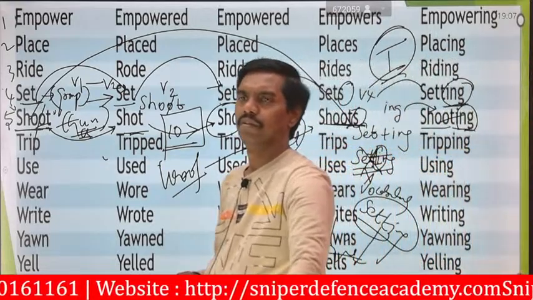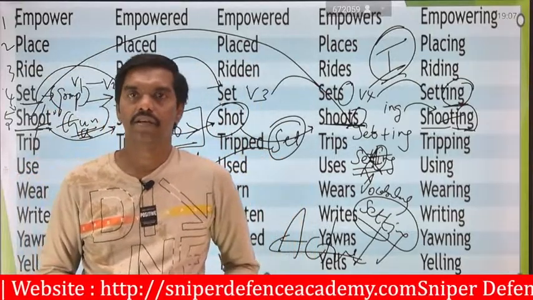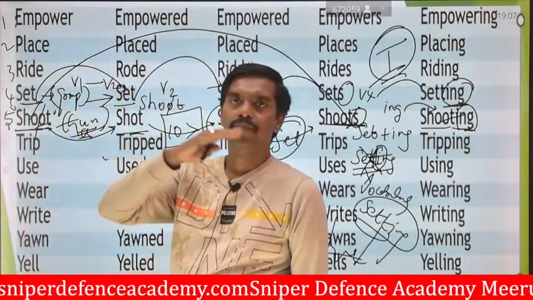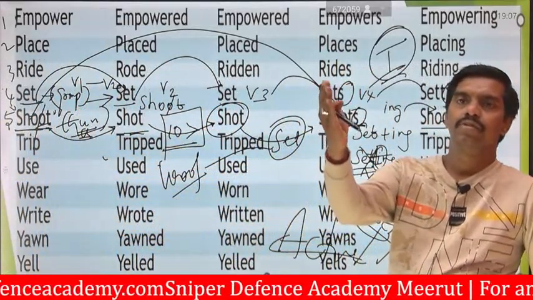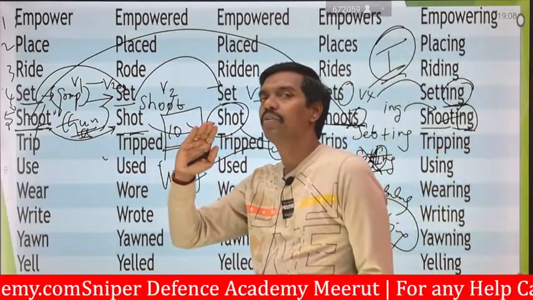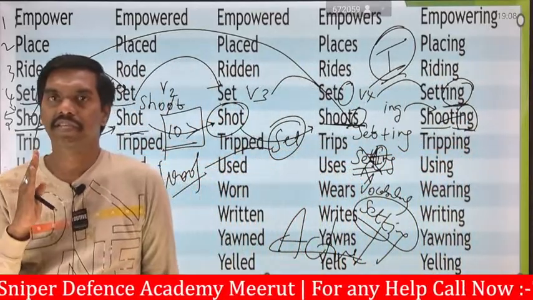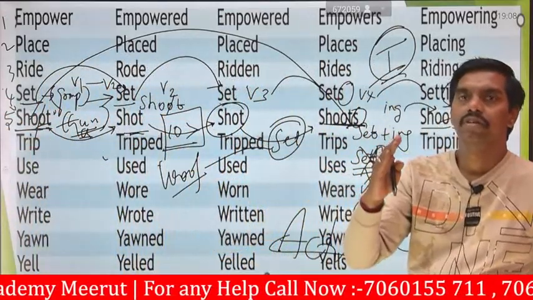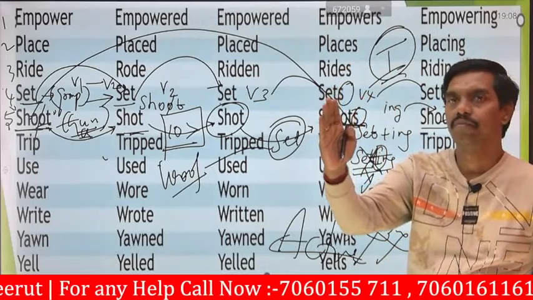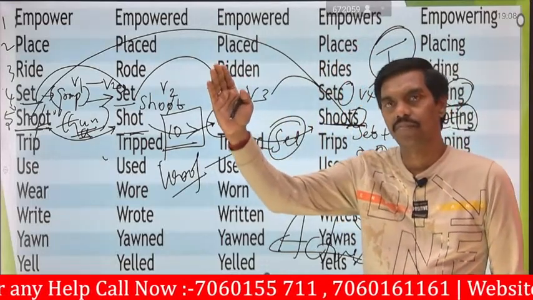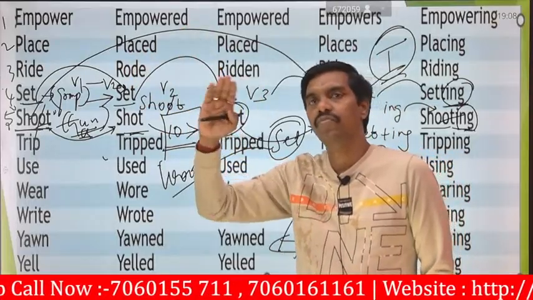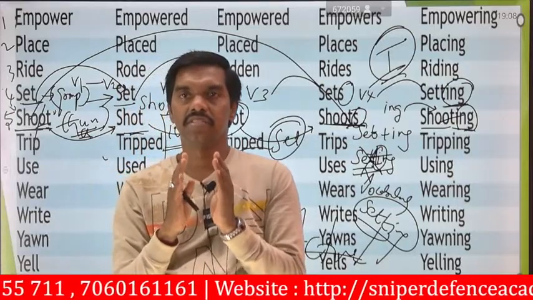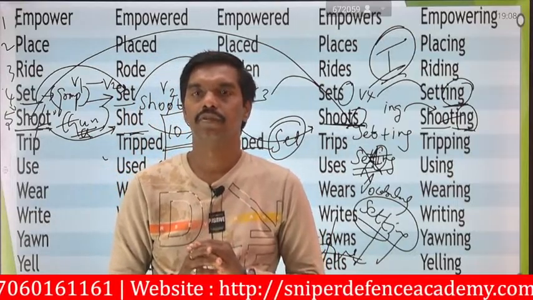So today we have learned some of the words like empower, how it will be transferred, and place, how it will be transferred, and ride, how it will be transferred, and set, how it will be transferred, and shoot, how it will be transferred from one form to another form, how it varies and how the action has been varied. That is the main thing we are studying today.